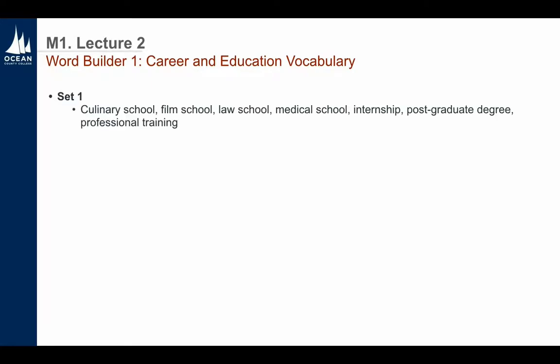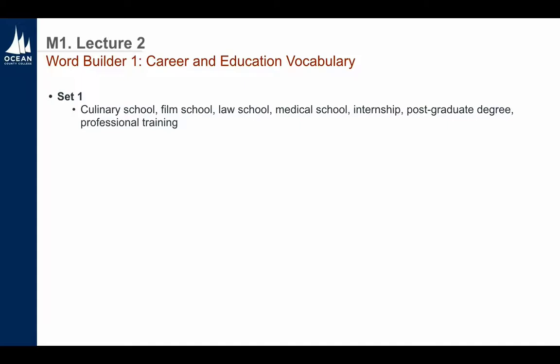So here we're going to look at some examples from the new vocabulary from Word Builder 1, Career and Education Vocabulary. You can find this in the Living Languages book on page 14. So let's look at set 1. What I'd like you to do is listen closely while I pronounce these words. Culinary school, film school, law school, medical school, internship, postgraduate degree, professional training.